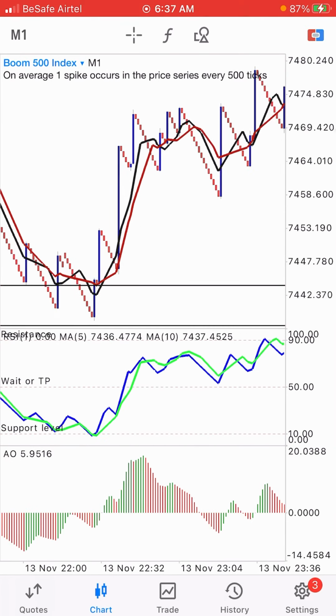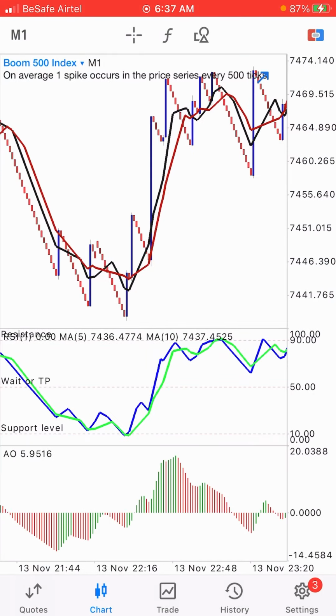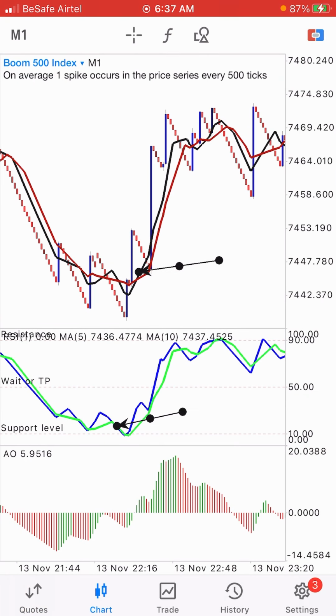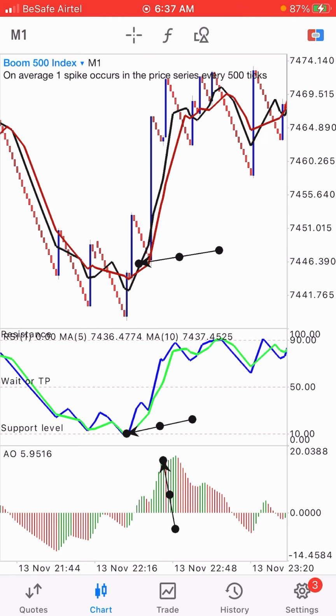You can see this is Bull 500. And Bull 500 is the same with Boom 1000. You can see this here, after this one spike, the black and red line, they cross each other to the upside. That's the first confirmation. Then second, you can see price inside the support level facing to the upside. Then the last confirmation, you just need to see these three candles, they're out already. So this is strong confidence and a strong confirmation.